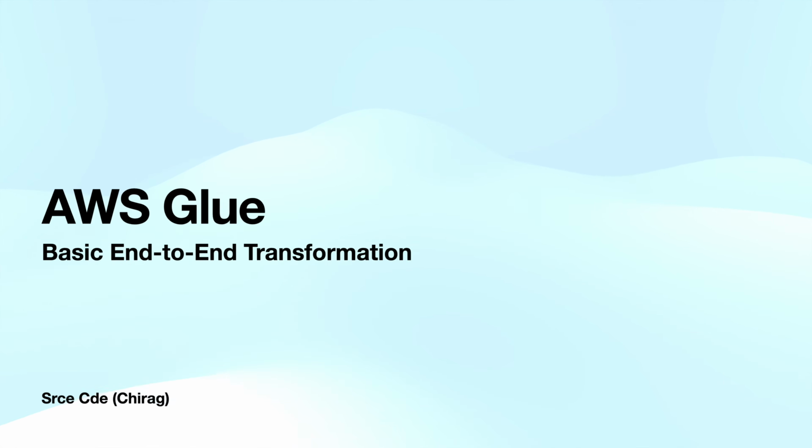This is the hands-on video on the basic end-to-end transformation using AWS Glue. In this video, we will use multiple components of AWS Glue like crawlers, data catalog including database, tables and ETL jobs. After going through this video, you will have a good initial understanding of how you can do end-to-end transformation using AWS Glue for specific use cases.